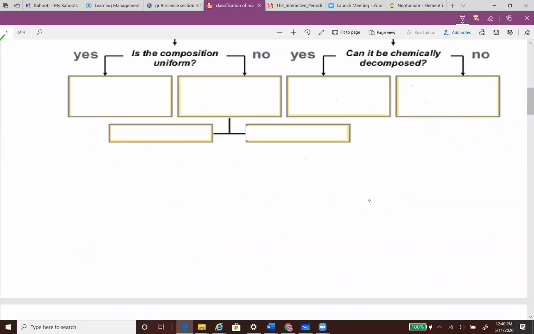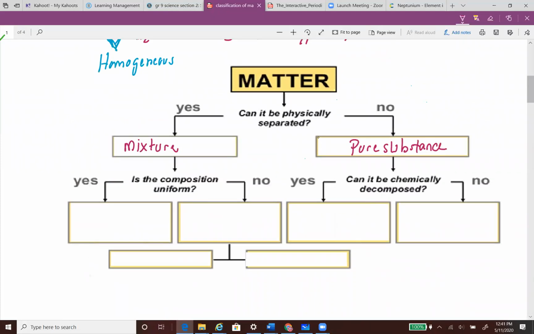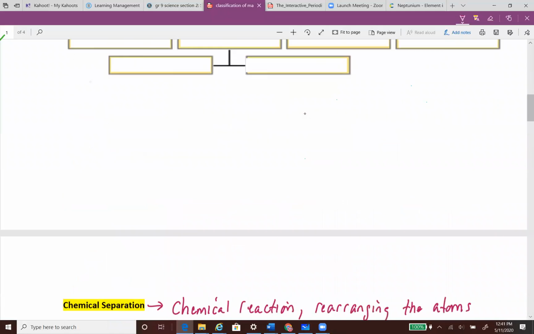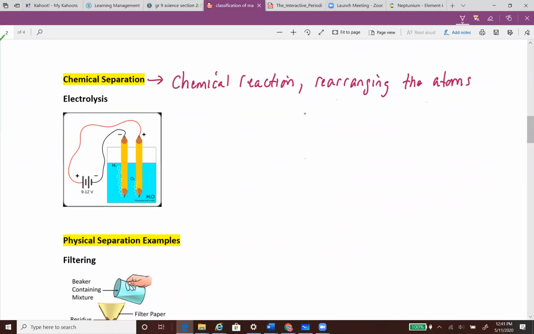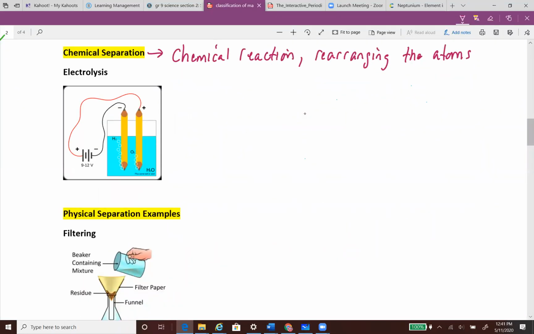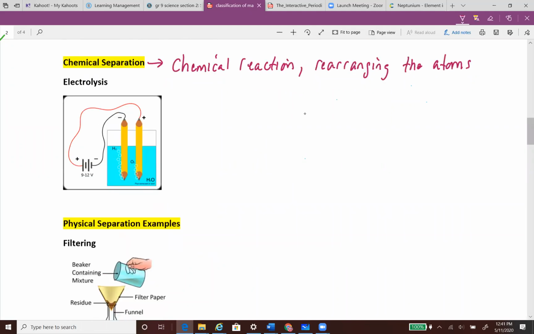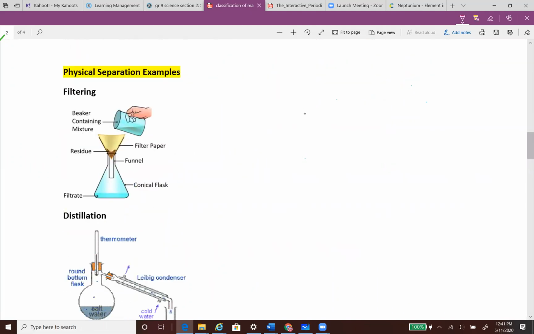So that would be not an example of physical separation, because the definition of a chemical separation is different than physical separation. I'm going to come back to that, okay? What physical separation means is that you don't rearrange the atoms. The opposite. So what does that mean?